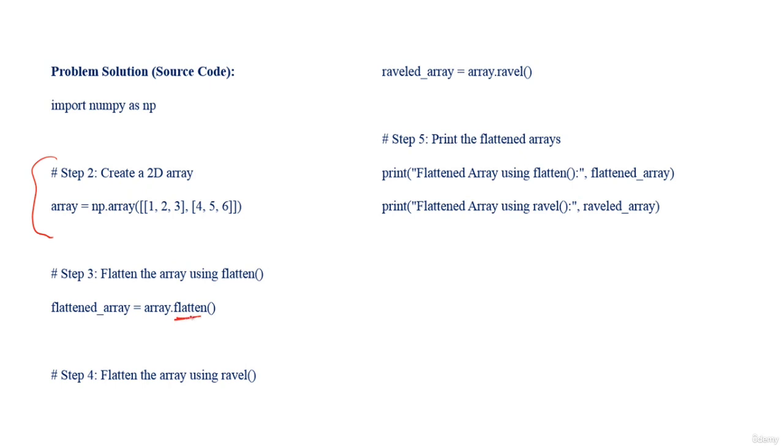This is the flatten method. This is the ravel method. These two methods we used here to flatten a two-dimensional or multi-dimensional array to a one-dimensional array.